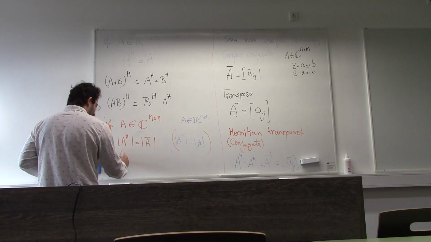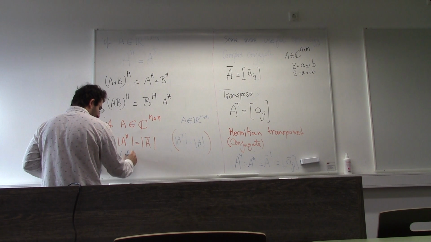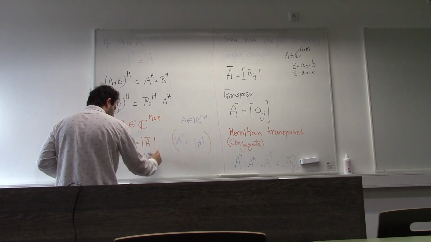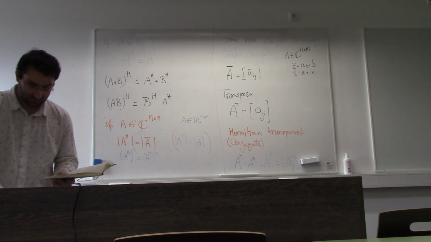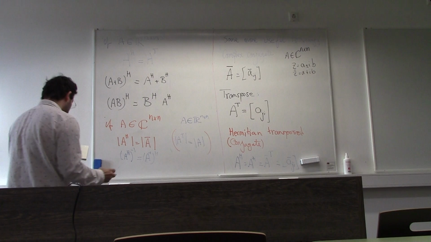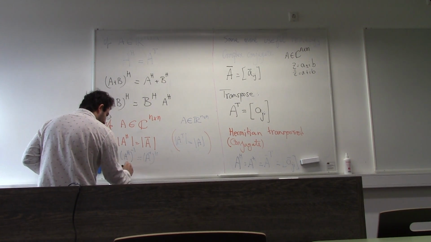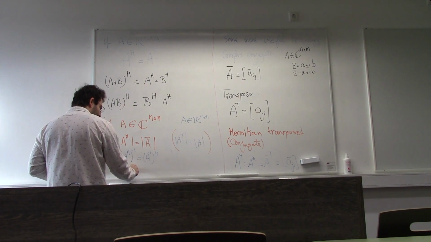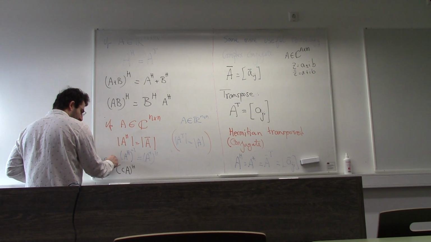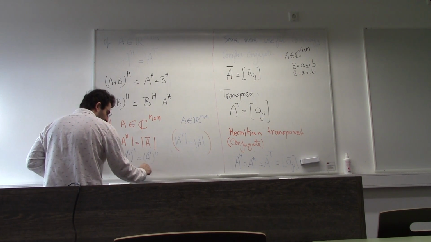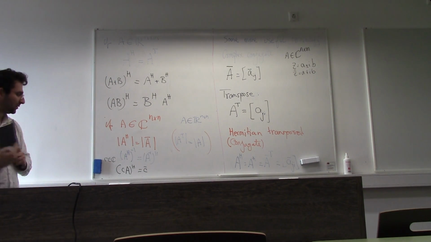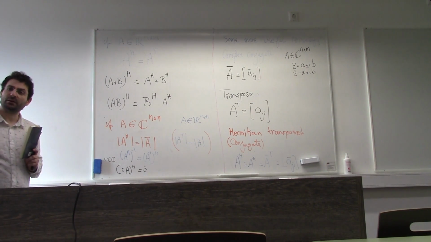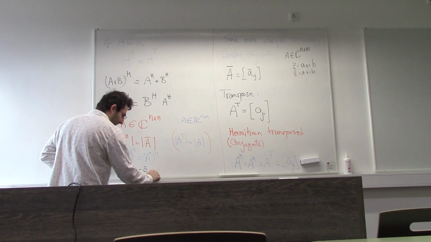Another thing is that A conjugate transpose inverse is equal to A inverse conjugate transpose. And if I am multiplying my matrix with a constant C, which obviously belongs to C, then for CA conjugate transpose, I can put the constant out, but I have to conjugate it, multiplied by AH.